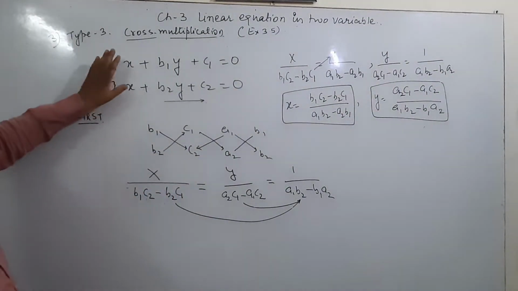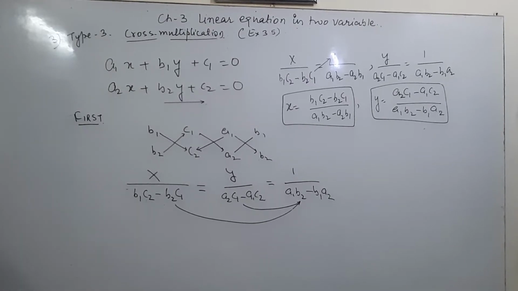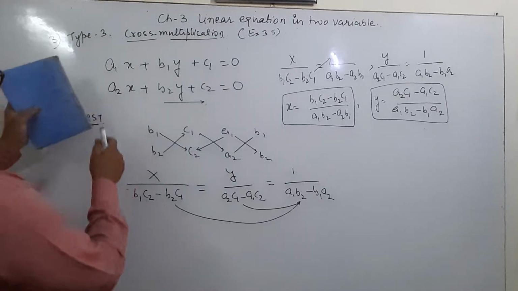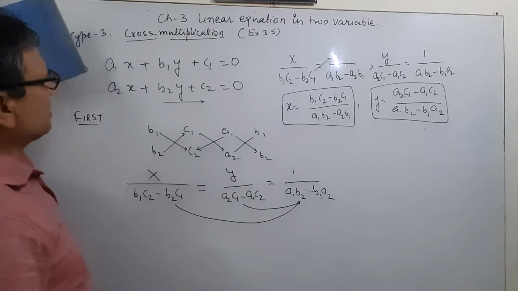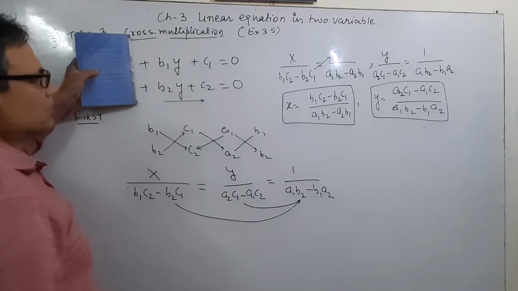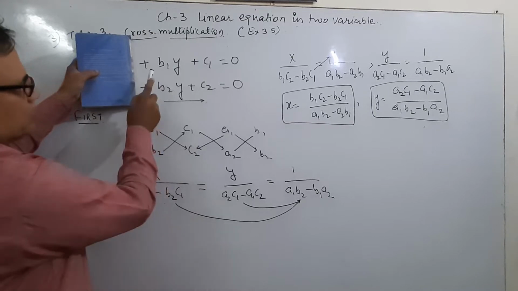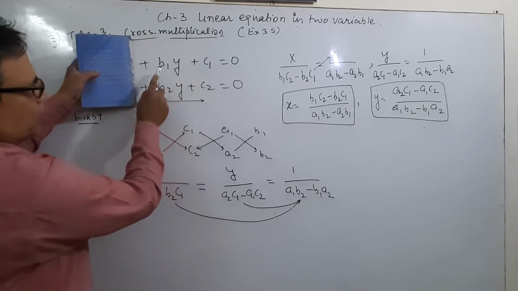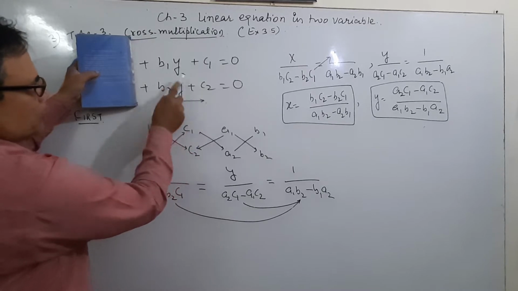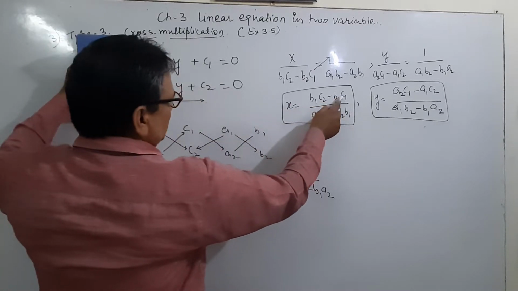And how? We have to find out the value of x. Second method, if I have to find out the value of x, then we have to hide the x column. And what is this? b1, b2, c1, c2. And then we have to cross multiply only the coefficients. Now we multiply this b1 into c2, b1 c2, and you put minus c1 b2, c1 b2, this one.